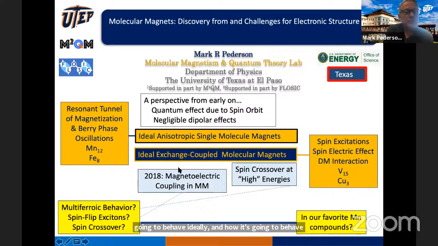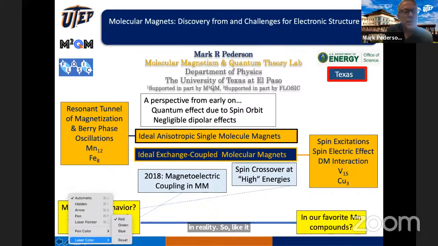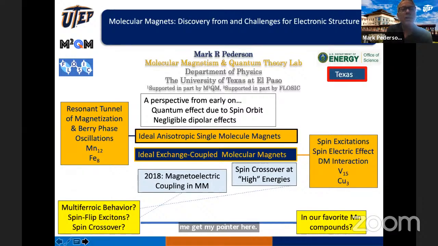So let me get my pointer here. And also go to the next slide.